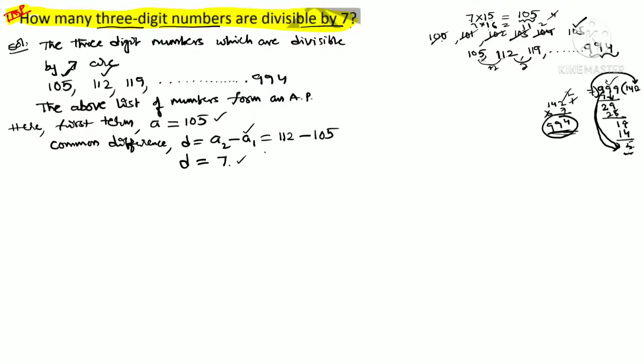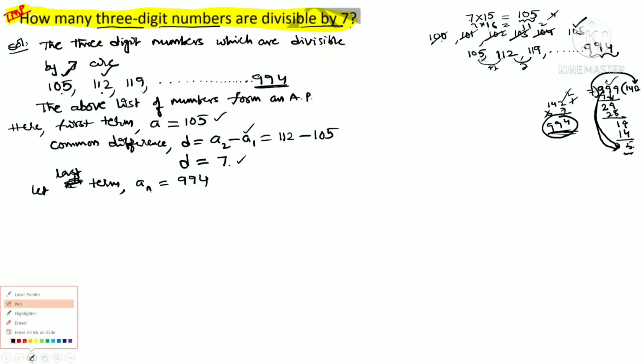So A is declared, D is declared. Now this is the first term, this is the second term, this is the third term. Like this, if you continue, 994 will also come at the end. Which number term it is, we don't know. So let us assume the nth term, or last term, whatever it may be, is represented by an. We don't know the number, that is why we take the general term. An is 994. Next, we have to write the formula of an.